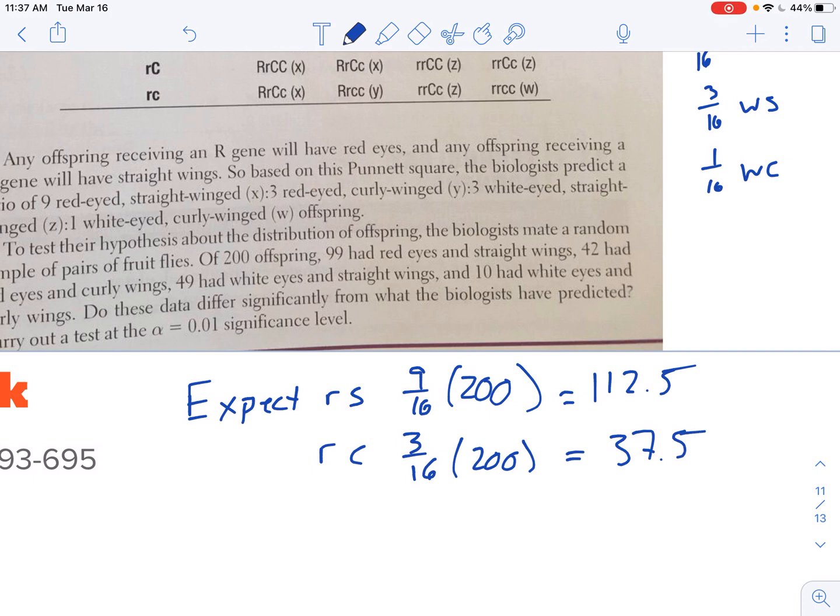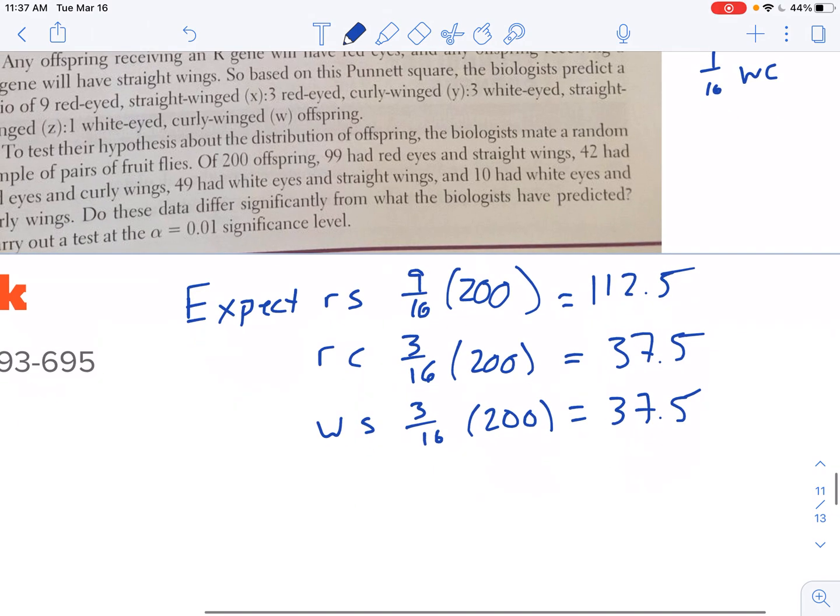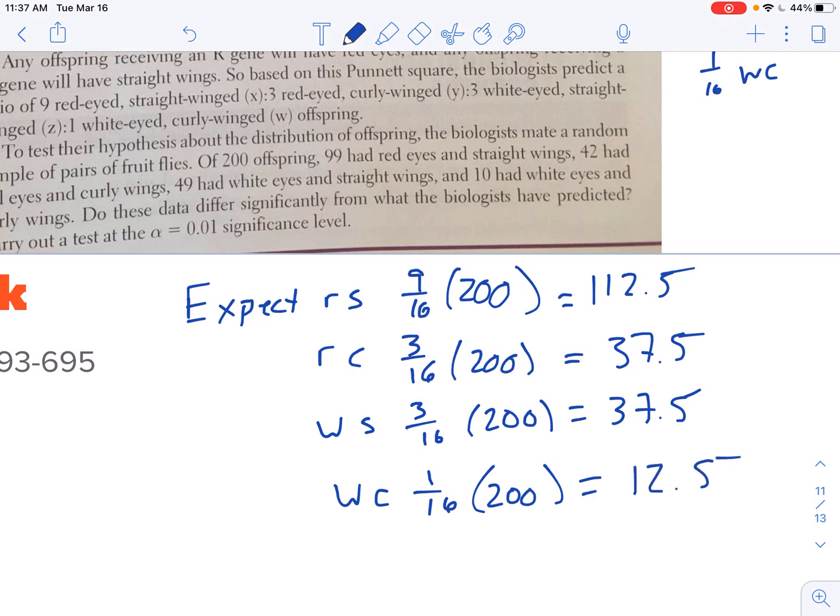And this is going to be the same thing for our white-eyed straight wings. We're going to expect 3/16 of those, so 3/16 times 200, which is also going to be 37.5. And then for our white-eyed curly wings, we're going to expect 1/16 times 200. So that's going to end up giving us 12.5. We expect 12.5 there. When we add this up, this is equal to 200, so we've done our math here correctly.